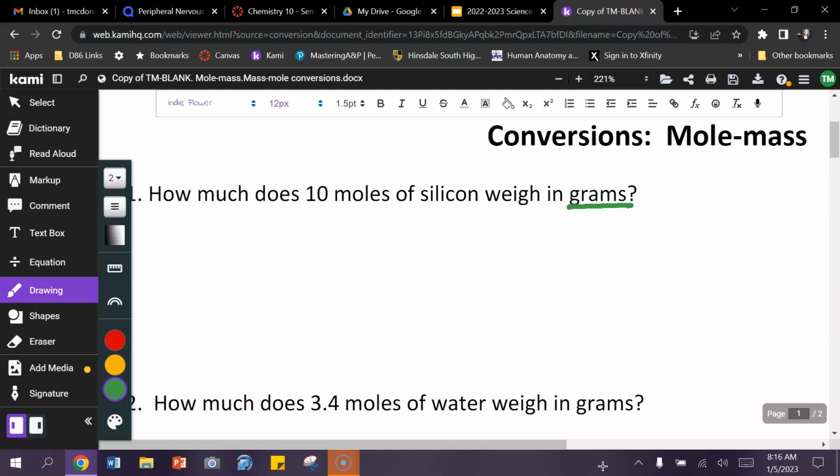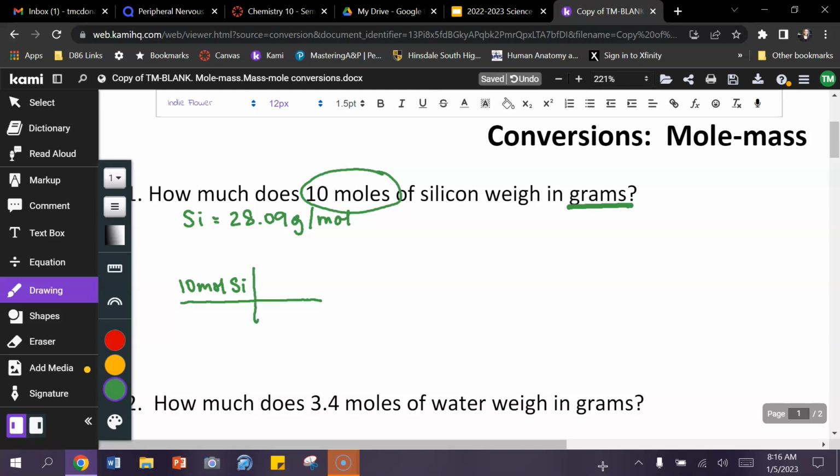And you'll see that it is 28.09. What this means is that silicon is going to weigh 28.09 grams in 1 mole. Also, you can say that as 28.09 grams per mole. So now we're going to set up our dimensional analysis table. You draw a horizontal line, and the first thing that you write on the left-hand side is what you're given in the problem. In this case, we're given 10 moles of silicon. So write that there and then draw your vertical line.